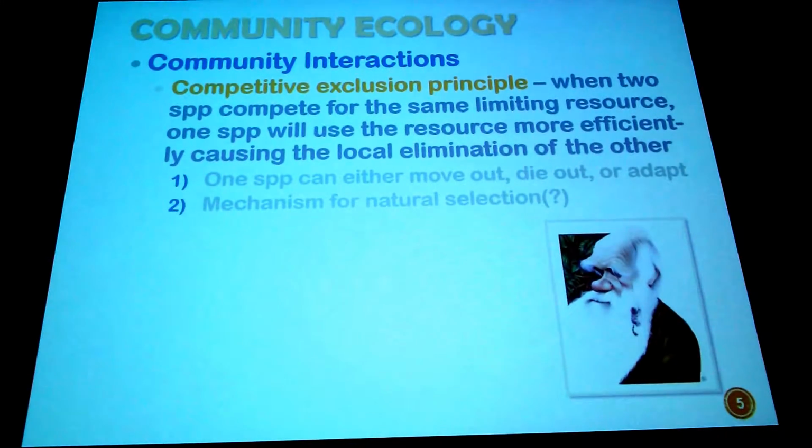Not saying that if that lion eats that zebra that all hyenas are going to go extinct. But it might adversely affect that hyena family. Maybe the parents might get something and the kids might have to go hungry. Or maybe one of the parents gets something and another member of the population doesn't, as a pack of hyenas. One species can either move out, die out, or adapt.